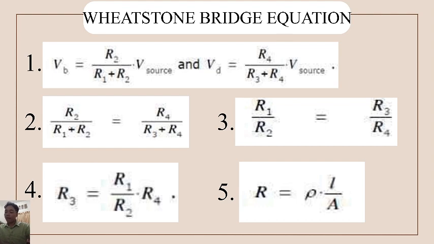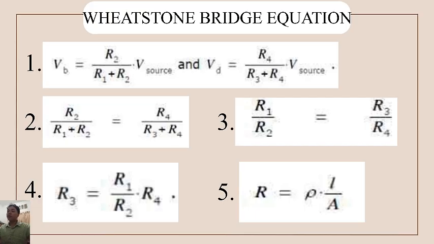And number 5, the fifth equation, is the resistivity formula, or the resistance of a uniform conductor. ρ is the resistivity of the material. L is the length of the conductor. A is the cross-sectional area of the conductor. And those are the equations you can use for the Wheatstone bridge.